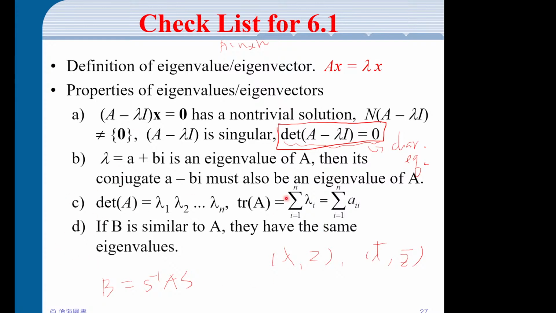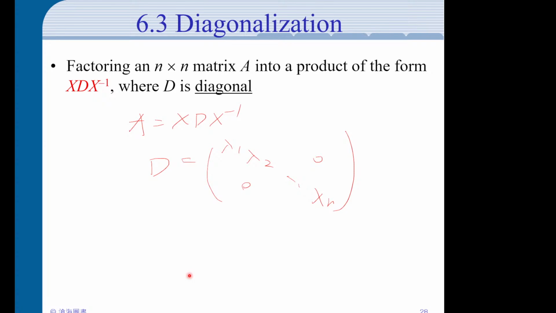Then we talk about another property that's very useful for the diagonalization we are going to review next. That is, if matrix B is similar to A, then they have the same eigenvalues. If B equals S inverse A S, this means B is similar to A if there is some invertible S such that you can change A to B by sandwiching A with S inverse and S. If so, then they have the same eigenvalues. But they usually have different eigenvectors unless S equals the identity.